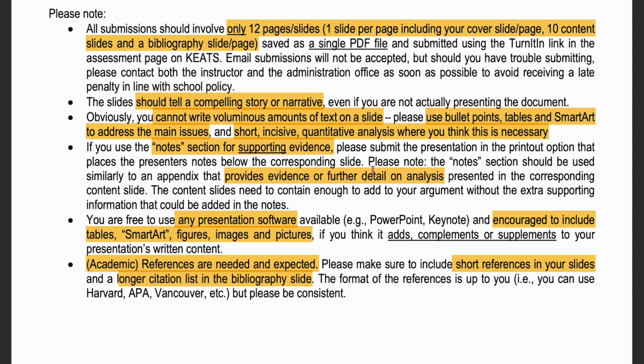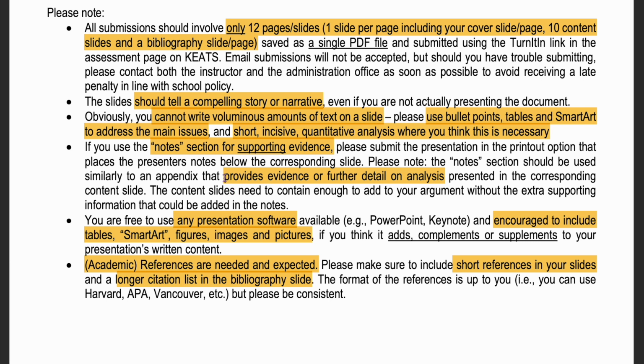Here, he has mentioned a very important thing. You cannot flood the document with a lot of information. He wants a more visual, minimalistic kind of assignment, where you use bullet points, tables, smart art, and some other short points. He also says short, incisive quantitative analysis where you think it is necessary. So we can address the main issues like that.